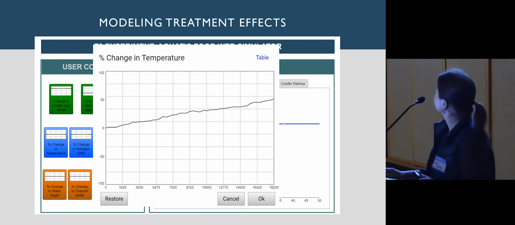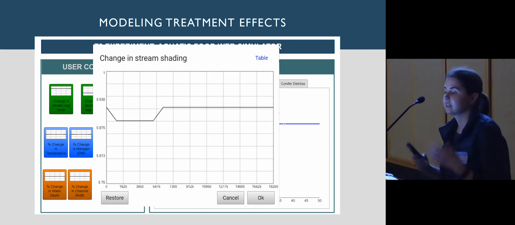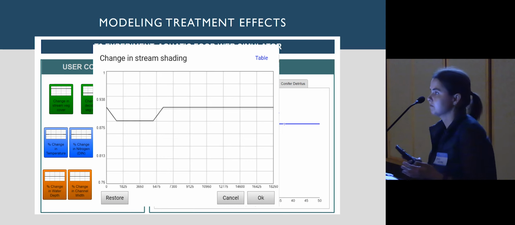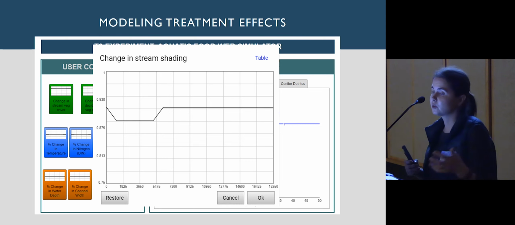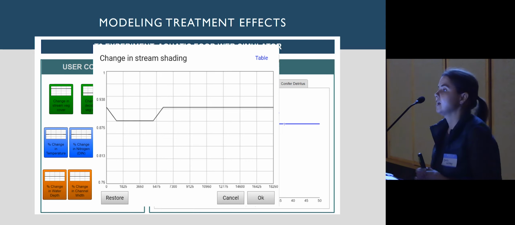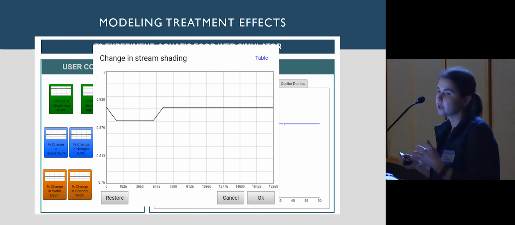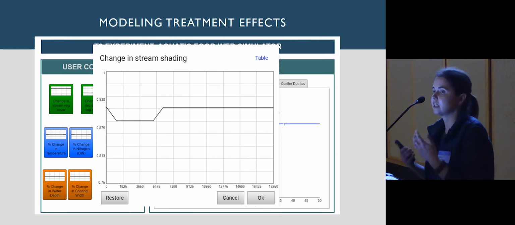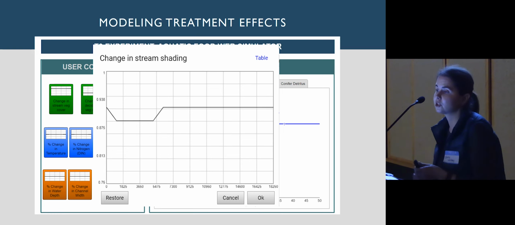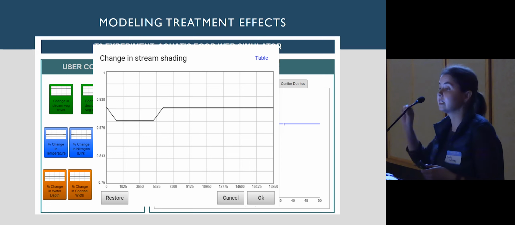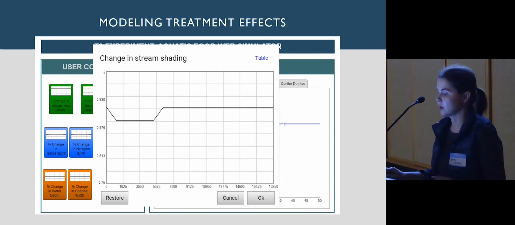So for example, if we look at it from, say, a change in stream shading, if during one of the treatments you remove some trees that creates an opening in the canopy, you might see a decrease in stream shading that's sustained for a few years, but then over time as other vegetation grows up, and you have canopy closure, that stream shading might gradually increase again to where you were before.